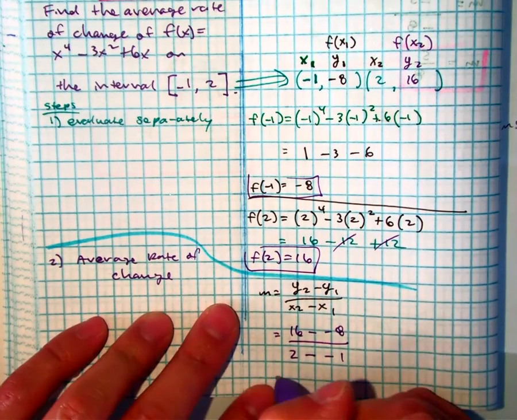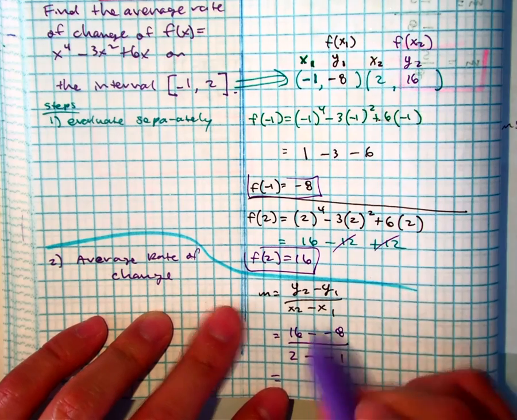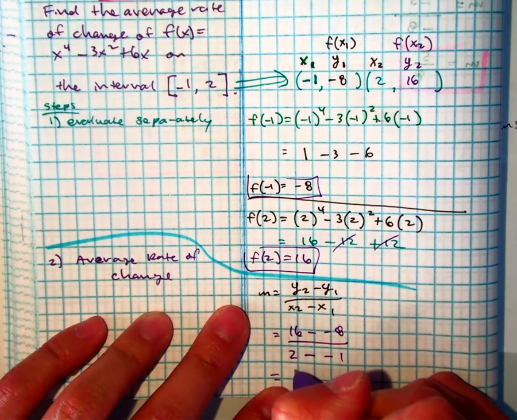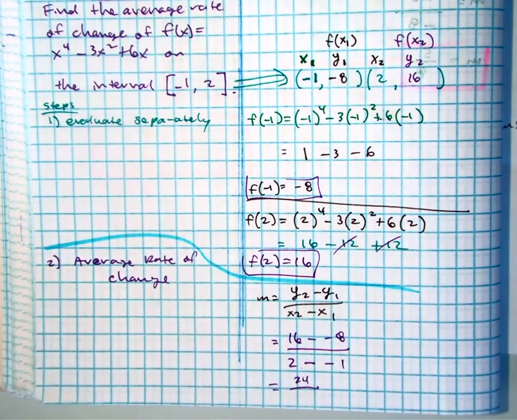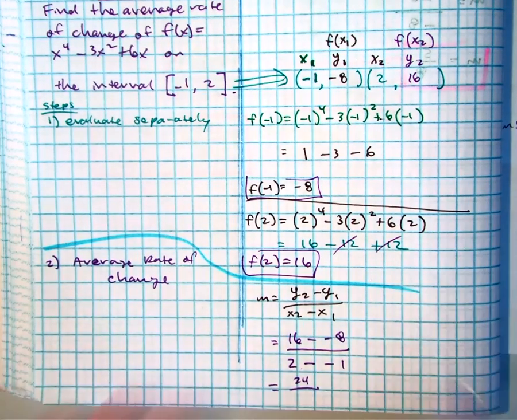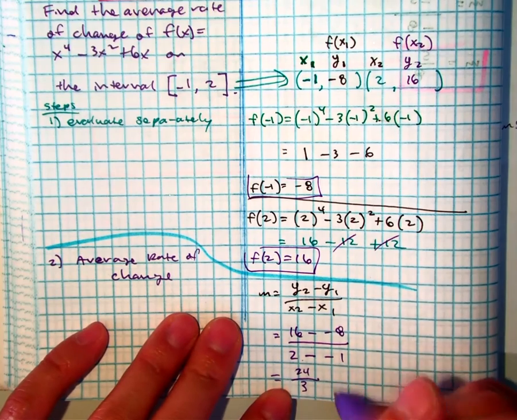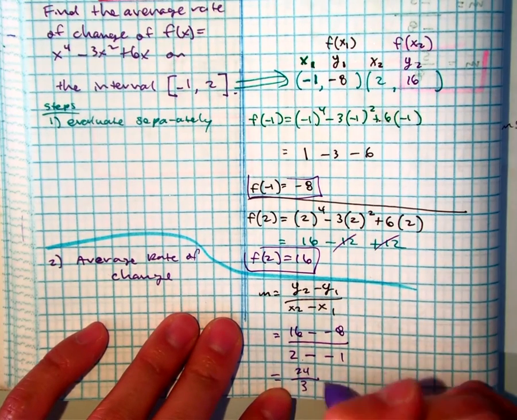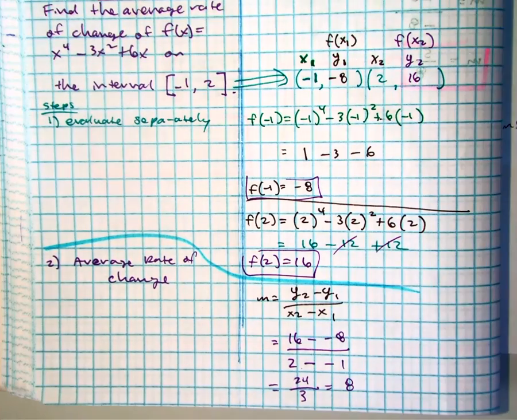16 minus a -8 becomes 24. 2 minus a negative 1 becomes 3, and 24 divided by 3 is 8. So the average rate of change is equal to 8. That is our final answer.